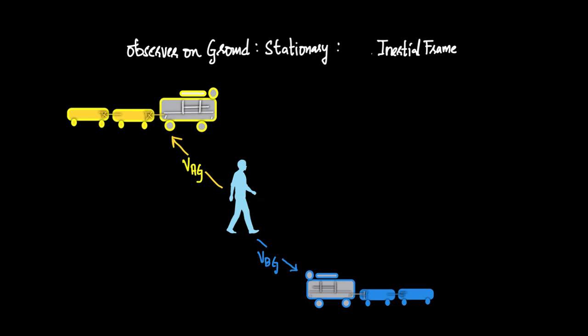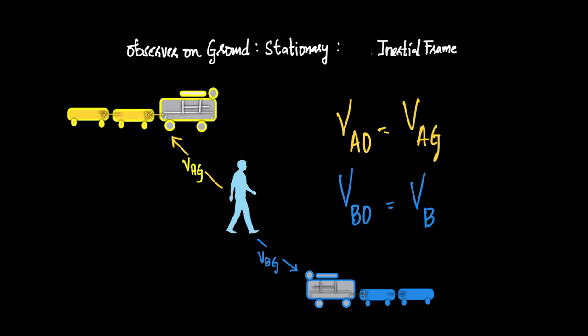And since we are observing things from the ground, velocity of A becomes velocity of A with respect to ground, and velocity of B becomes velocity of B with respect to ground. Well, it's like this. It's velocity of A with respect to observer, and since the observer is on the ground, that becomes velocity of A with respect to ground. It is velocity of B with respect to observer, which, the observer being on the ground, becomes velocity of B with respect to ground.